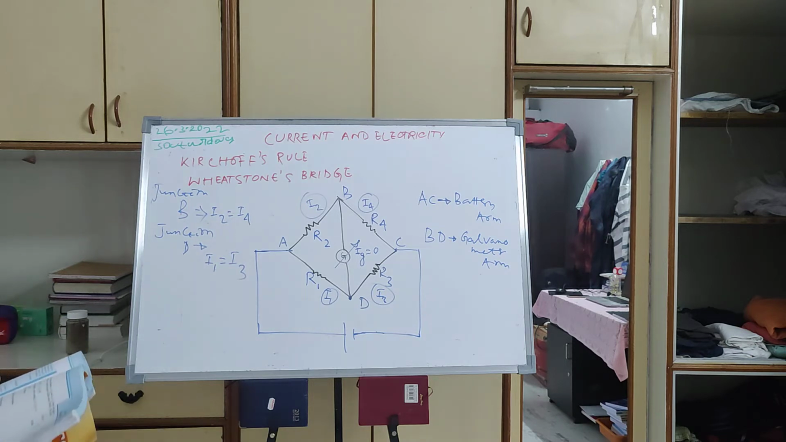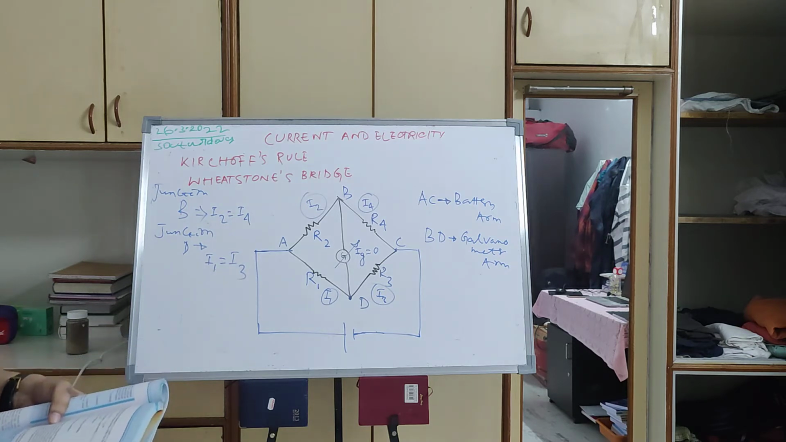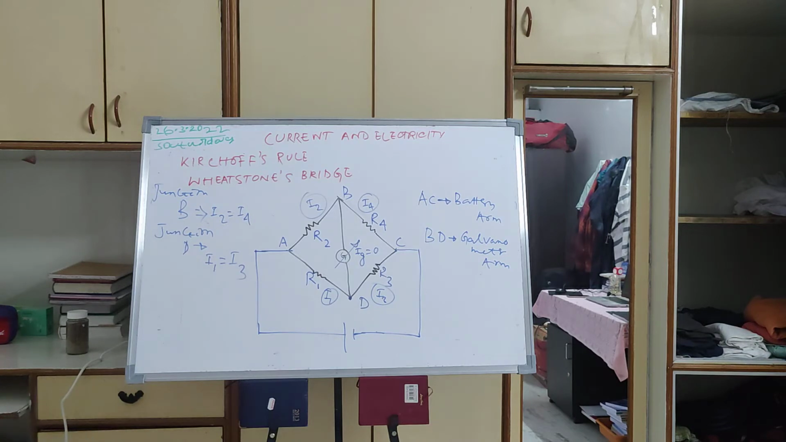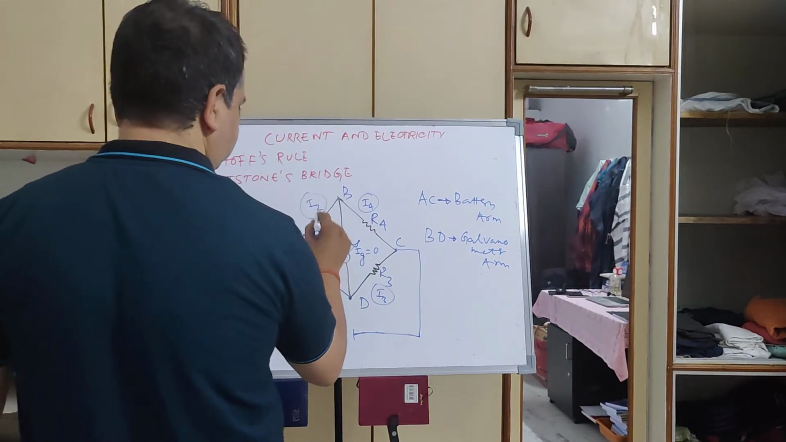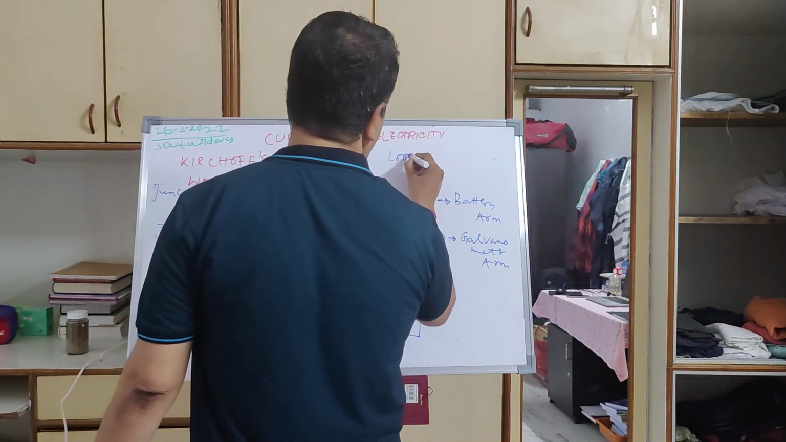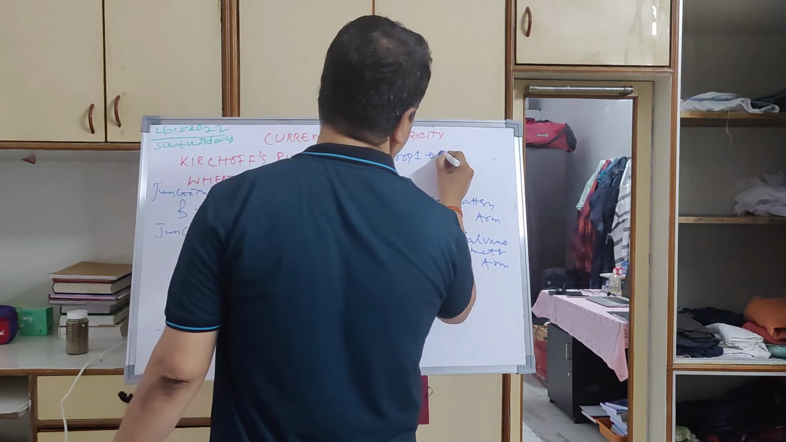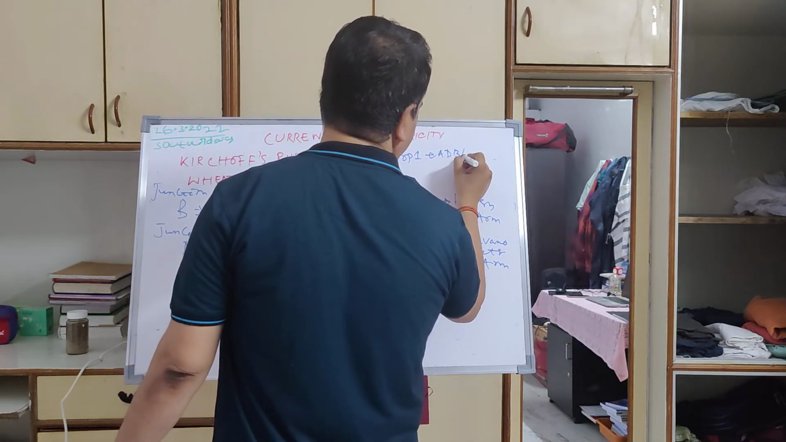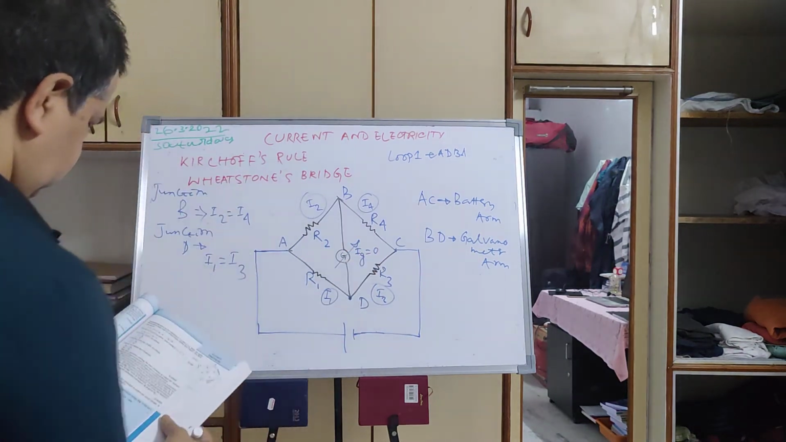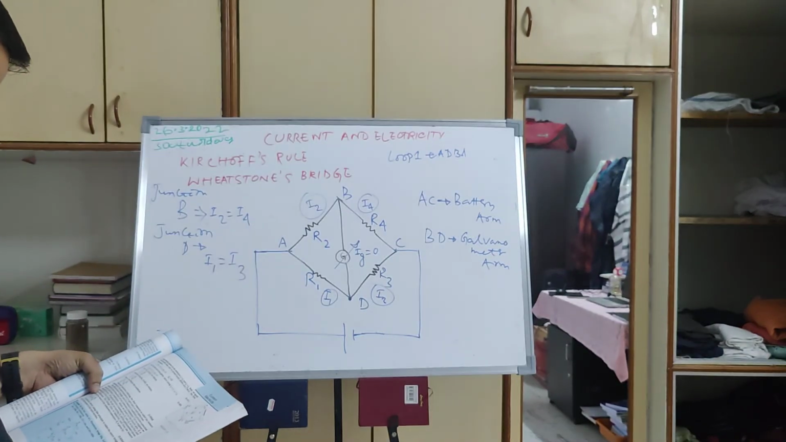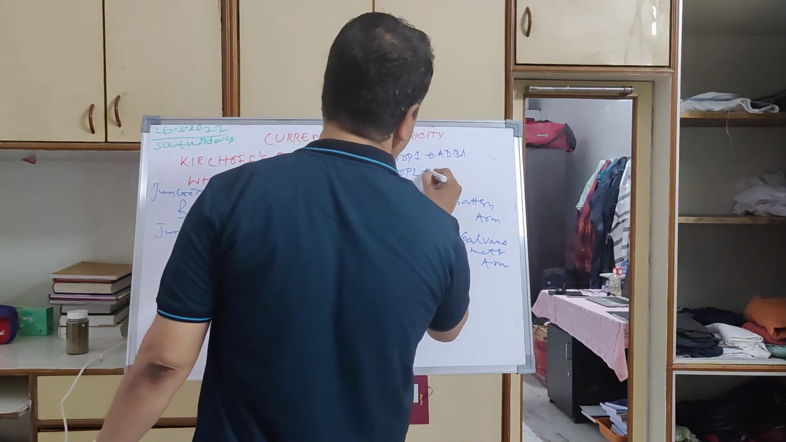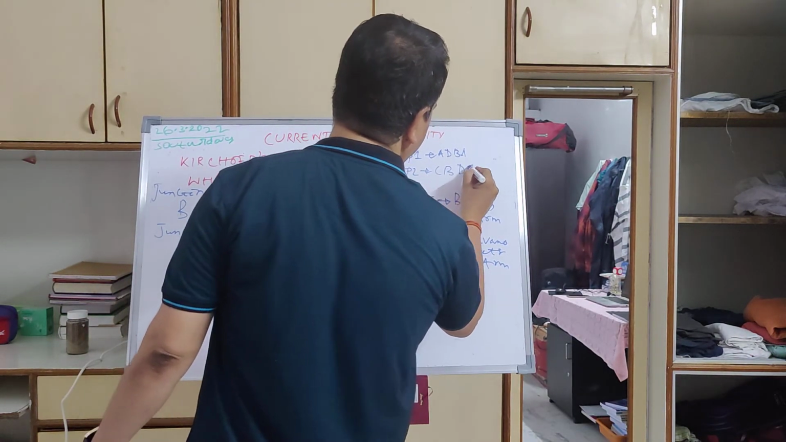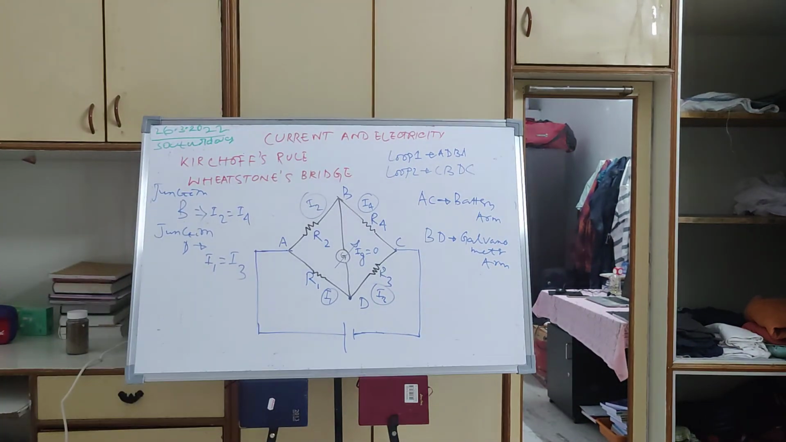Now we have to apply the loop rule. So what are the loops? ADBA is one loop, so loop 1 is ADBA. Loop 2 is CBDC. So these are your two loops.